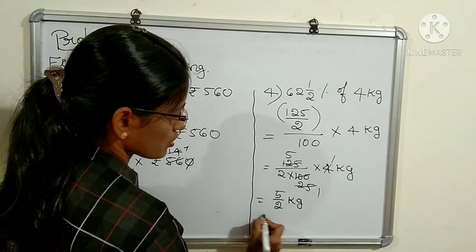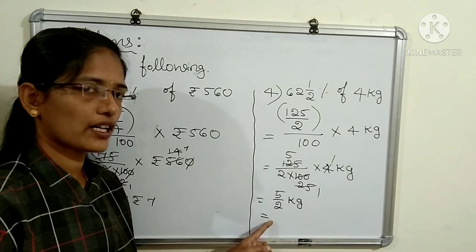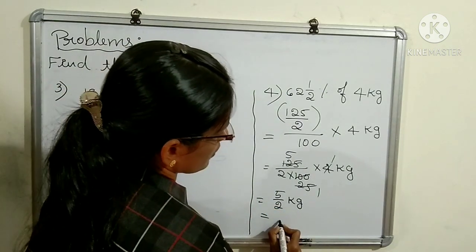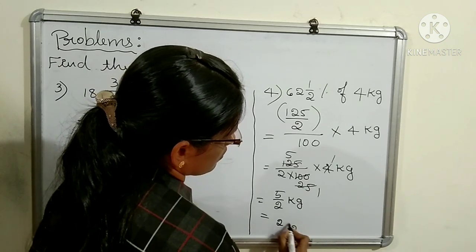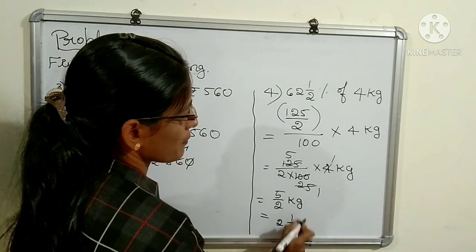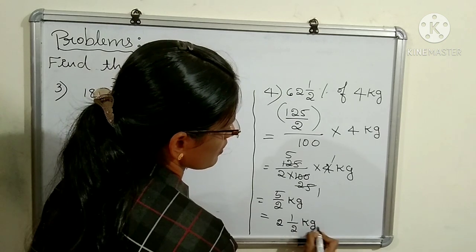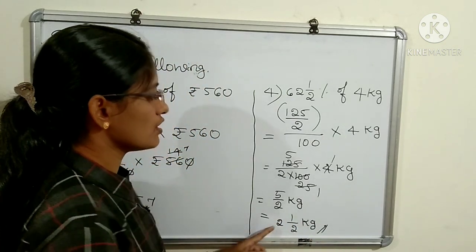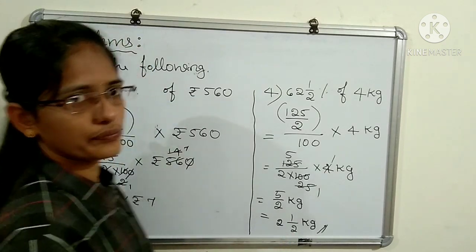kg, convert to, this is in what? Improper fraction. You must keep the answer in mixed fraction. 2 integer 1 by 2 kg is the answer. 2 2s are 4, 4 plus 1, 5. 5 by 2 you can write as 2 integer 1 by 2.